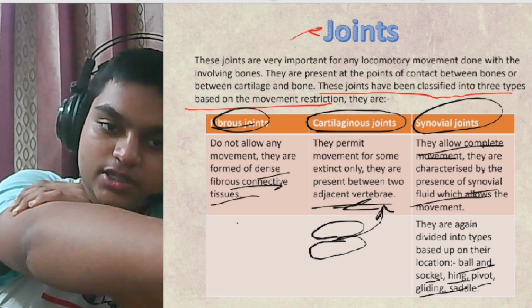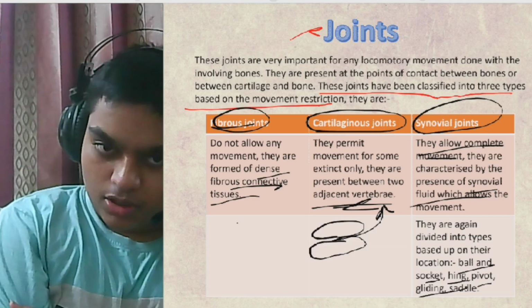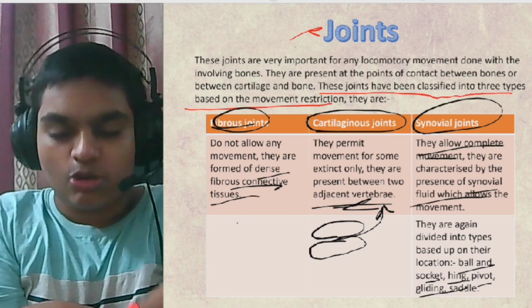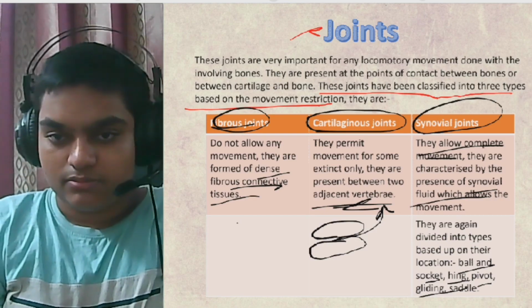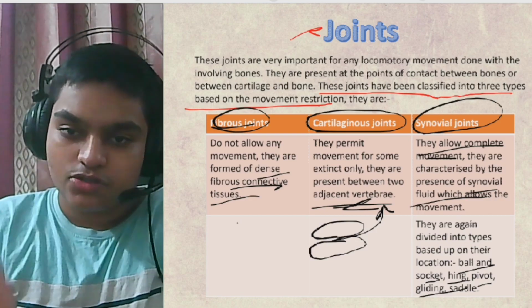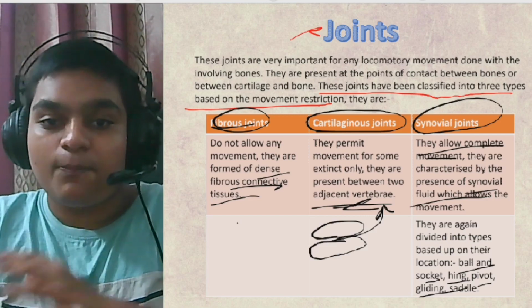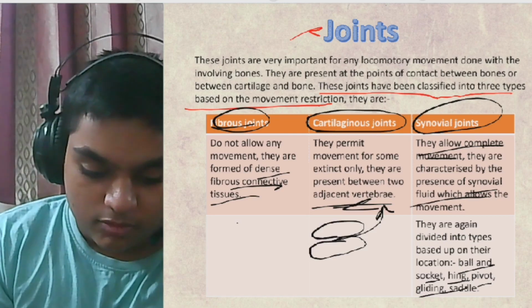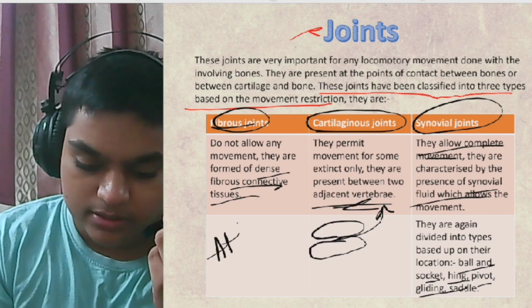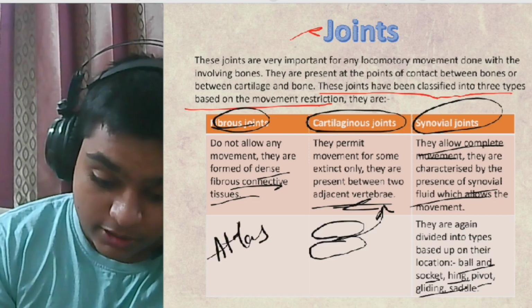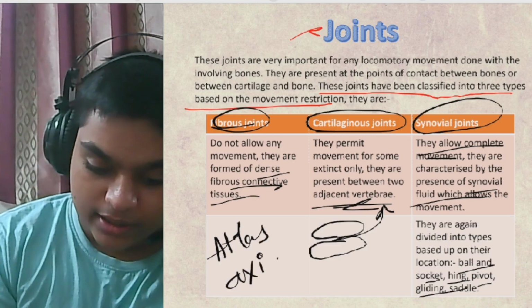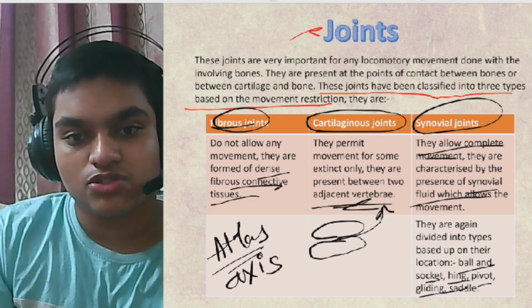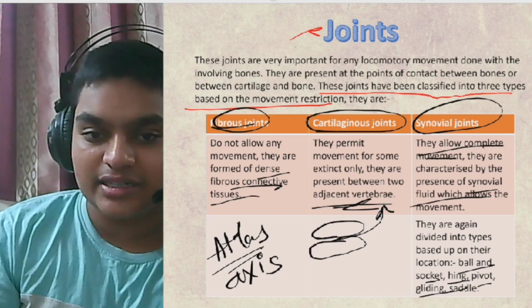Now I'm showing a restricted movement like this. This hinge joint is also present in your knee. Knee also consists of a hinge joint. Now the pivot joint. Pivot joint is something special to remember. The first vertebra is the atlas. The second vertebra is called the axis, and the joint present between these two is called the pivot joint. Complete. Axis and atlas.